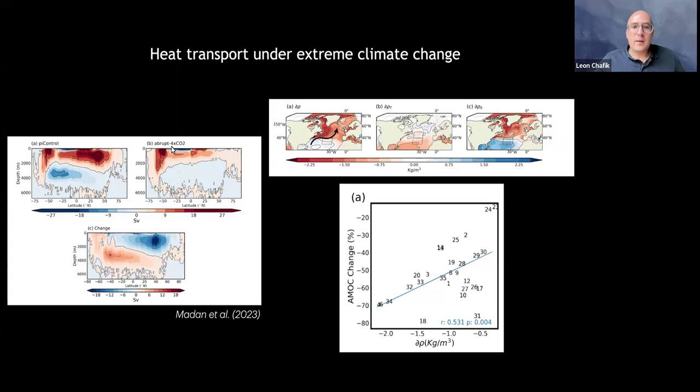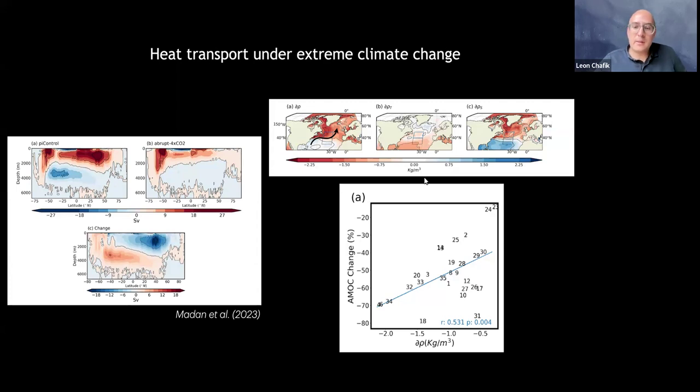And when you abruptly change the CO2, after many years, you can look at how the system has changed, and you can see that there's less red in this panel, meaning that when you take the difference between the abrupt 4 times CO2 simulation and the pi control, you see there is a huge reduction in the AMOC strength in this heat that is transported northwards. And again, this is largely due to the fresh water.